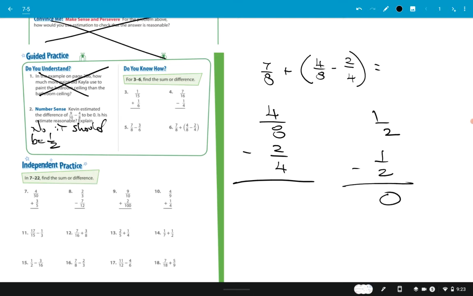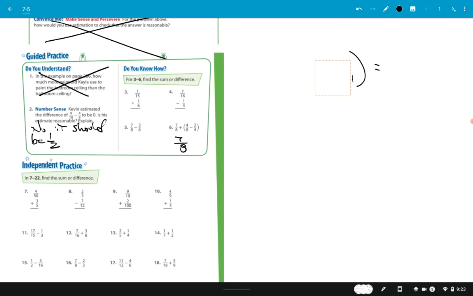What is it? 0. Okay. So we're done with what's in the parentheses. 1/2 subtract 1/2 is 0. So 7/8 plus 0 is what? 7/8. There's number 6 done for you. Okay? That was easy.